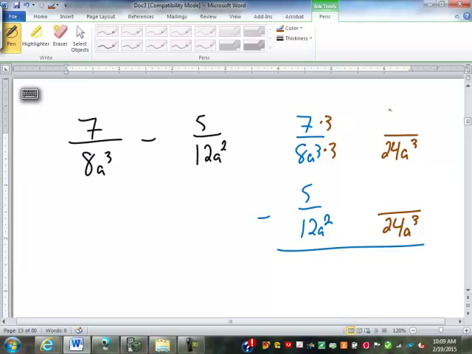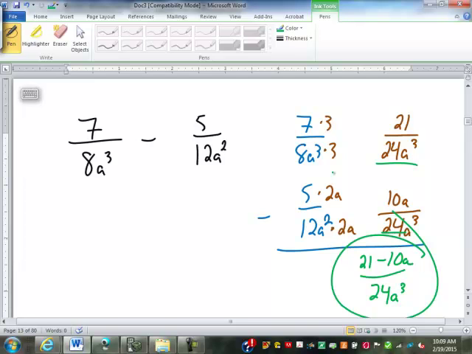So times 3 here is 21. To turn a 12 into a 24, we multiply by 2. 12 times 2 makes 24. Then for the a squared, to make it an a to the third, we multiply by a. So 2a we multiply by. So 5 times 2a is 10a. And now we're subtracting, so we keep the same name, 24a to the third. And then 21 minus 10a is 21 minus 10a.